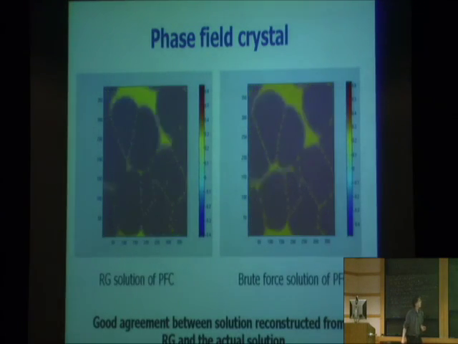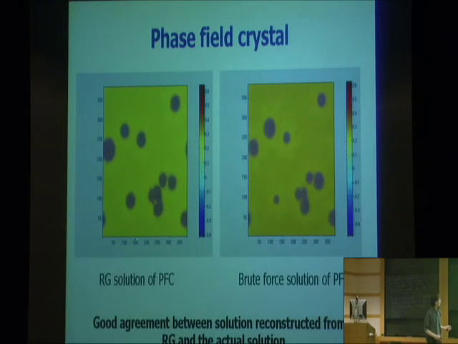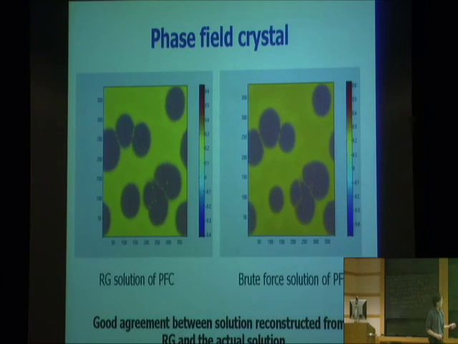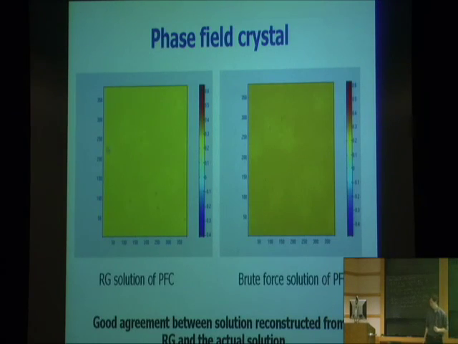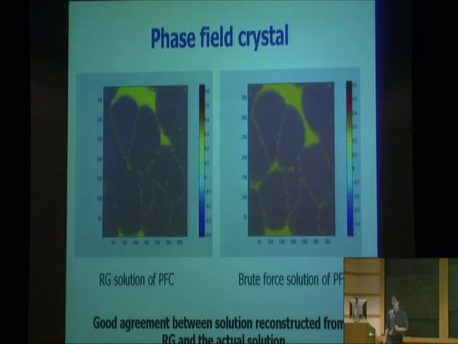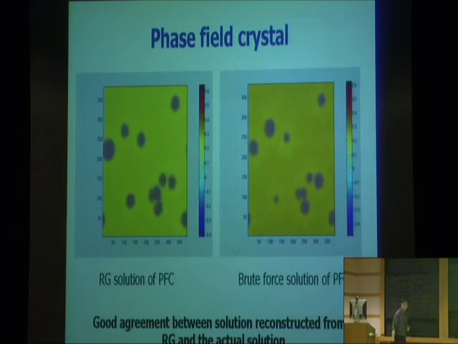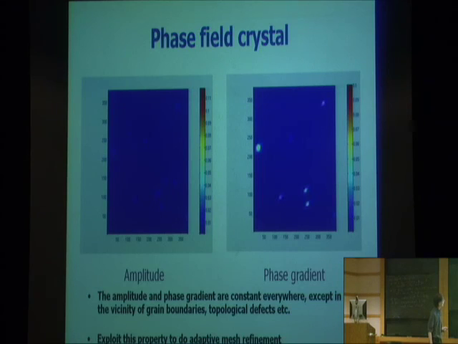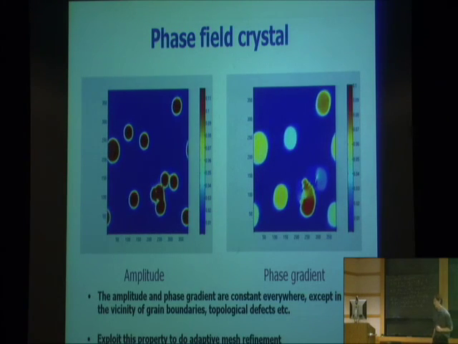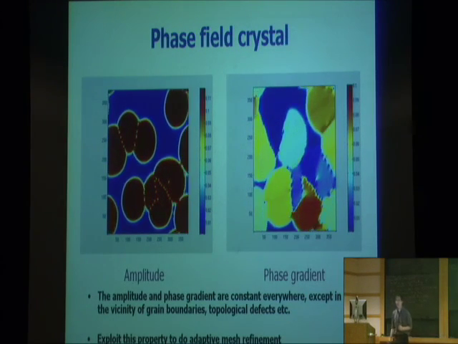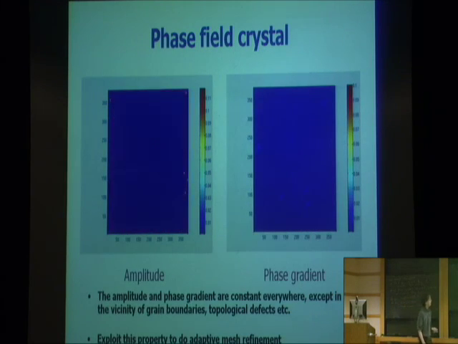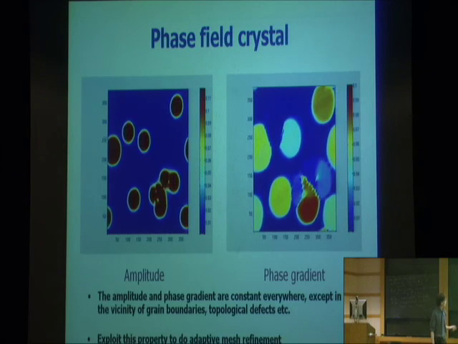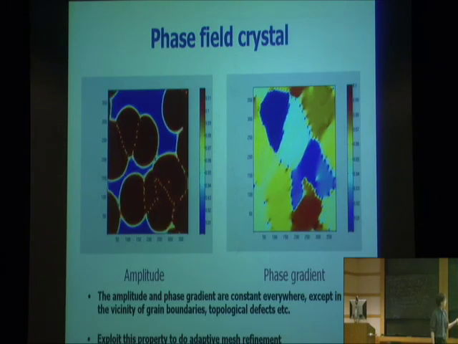So here's how well it works. On the left-hand side is solving the renormalization group equations. On the right-hand side is solving the brute force phase field crystal equations, and you can see that there's no real difference. Okay, now that we've got variables that vary uniformly in space, I'm going to skip over this. Then we want to see, are the amplitude and phase gradient spatially uniform? If you look at those solutions and now plot the amplitude and phase gradient, you can see that those quantities are spatially uniform over the system.